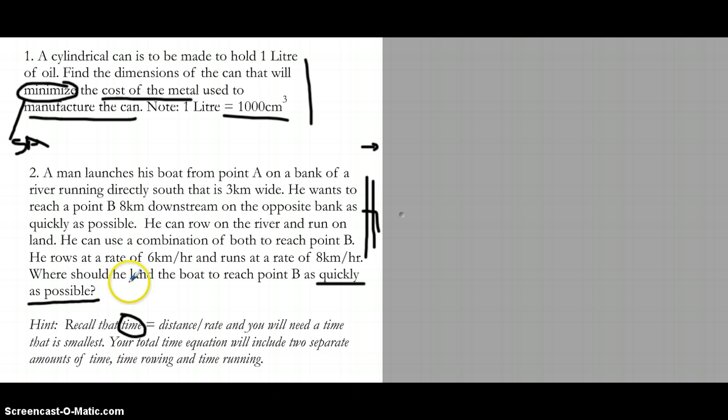Okay, so where should he land the boat? So we want to know where on the opposite shore over here should he land the boat in order to get there fastest. So take a couple minutes to think about these. I'll show you the hints. You can press pause if you want to work without a hint in a minute.